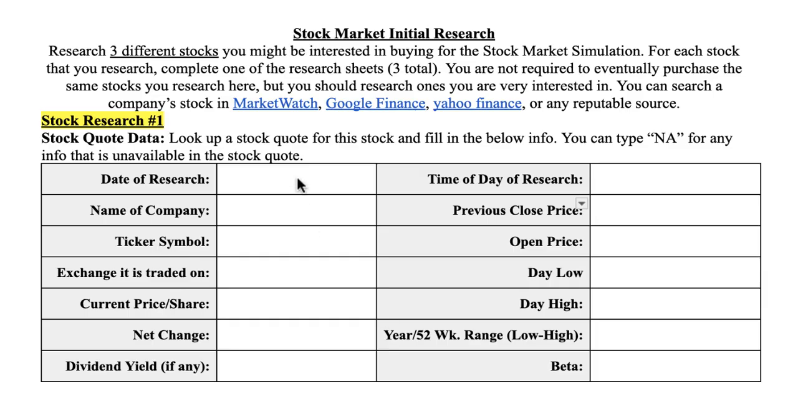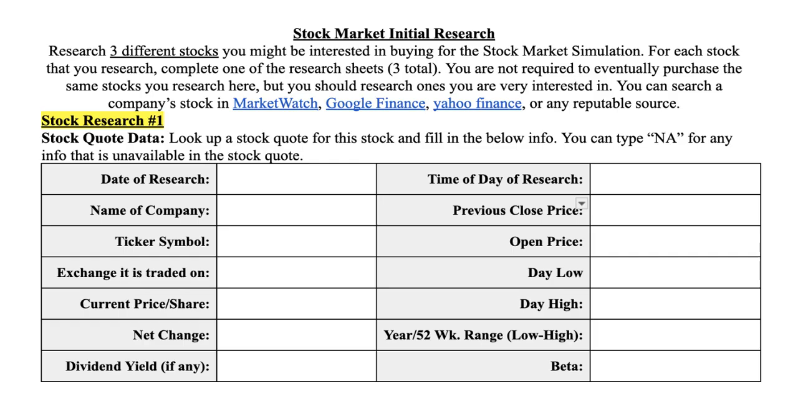So you're going to put the date that you're doing the research, the time that you're doing the research. And then you're going to put the name of the company, previous close price, ticker symbol, open price, exchange, the low price of the day, the current price per share, the high price of the day, the net change, the 52-week range, the dividend yield, if there is any, and the beta number. All of this information will be available to you.